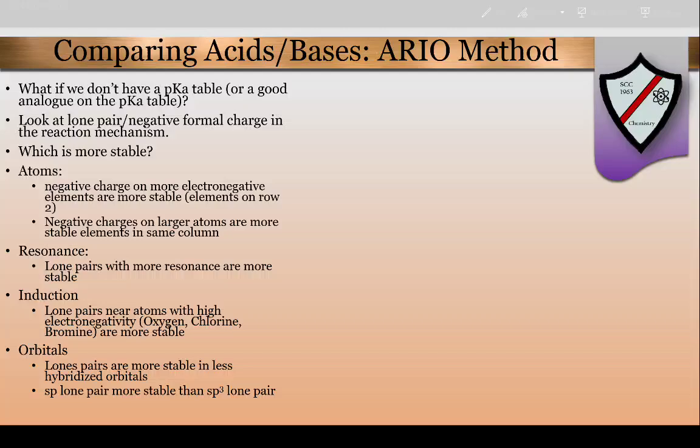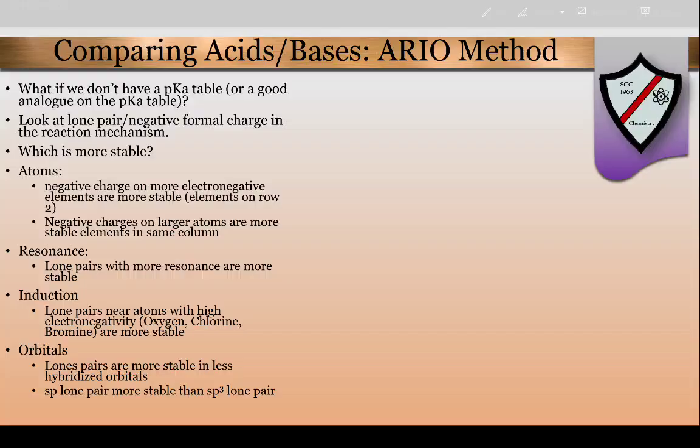Hey guys, Mr. Brown here, and in this video we are going to be talking about how we predict the relative strength of different acids if we're not provided with a pKa table. And we may want to do this to try to determine whether one acid is relatively stronger, by which we mean is it easier to give away its hydrogen ion, its proton, than another molecule to a particular base.